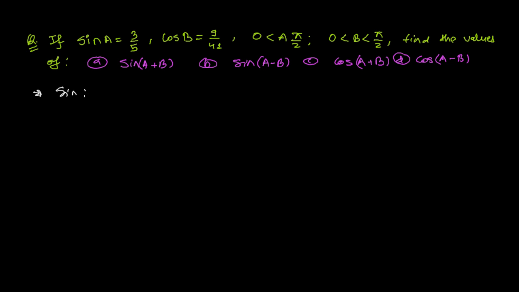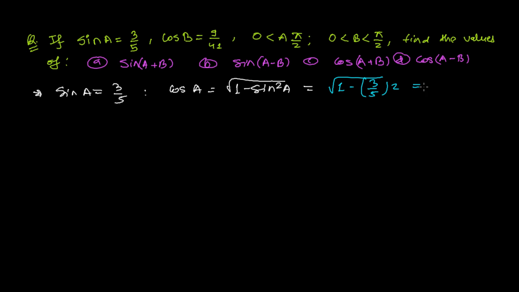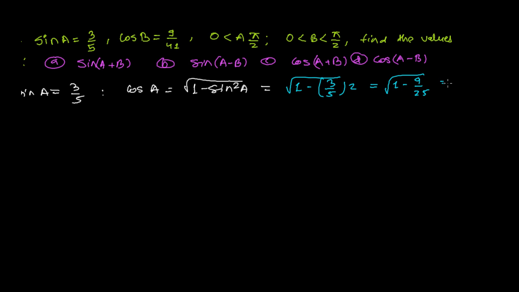We have here sine A, and that equals 3/5. From here you can easily find cos A, which is the square root of 1 minus sine square A. This is the identity that we learned at an early stage. So I'm going to put 1 minus 3/5 whole square, and it will be 1 minus 9/25. If we solve it, we get 25 minus 9, that's going to be 16/25.